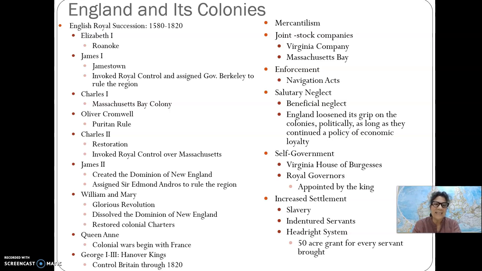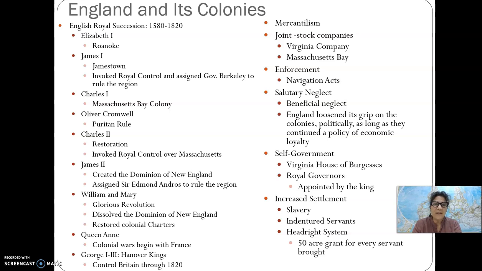So if you've ever read the Declaration of Independence and you've seen that list of grievances, he did this, he did that, the he that Thomas Jefferson was referring to is George III. So really English royalty and its experimentation with colonization begins with Elizabeth I, who was the daughter of Henry VIII and Anne Boleyn. Under the reign of Elizabeth, there was a colonial settlement in Roanoke.